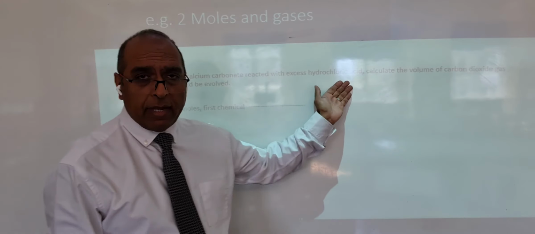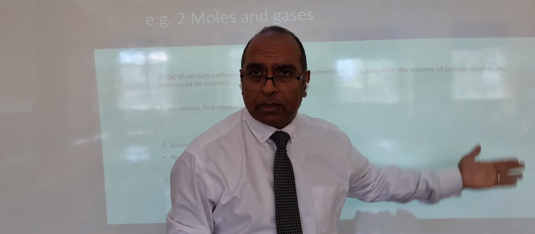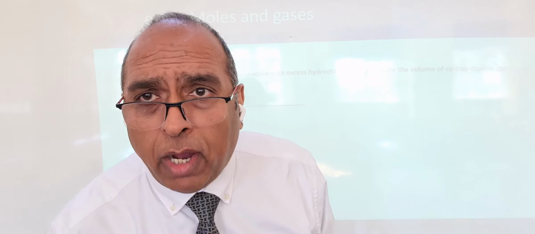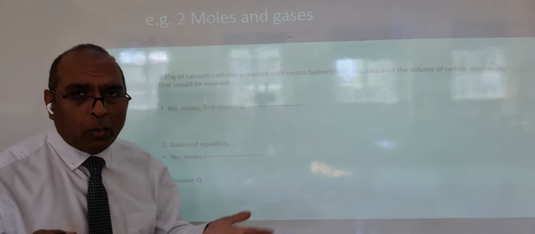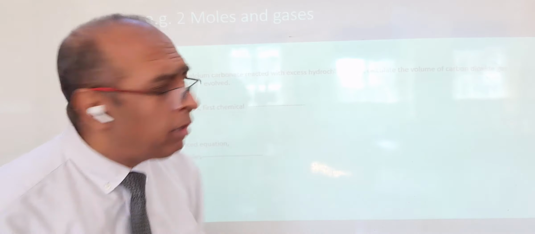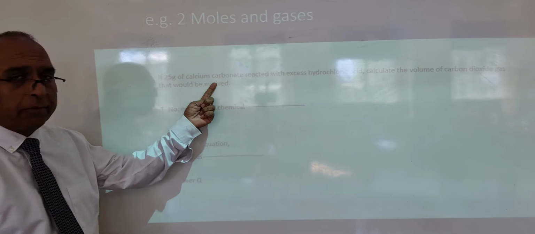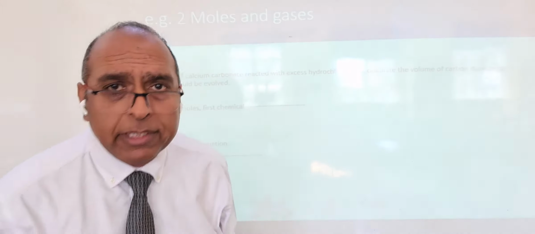Reacts with loads of hydrochloric acid. Calculate the volume of carbon dioxide gas. There you go. Volume of carbon dioxide gas. So, how do we start it? Well, which is the chemical you can work out number of moles of? 25 grams of calcium carbonate.